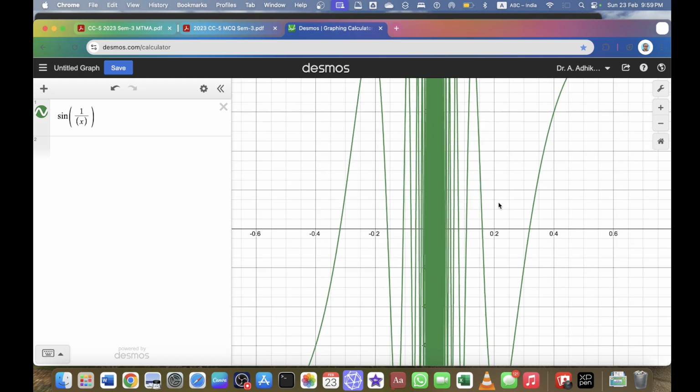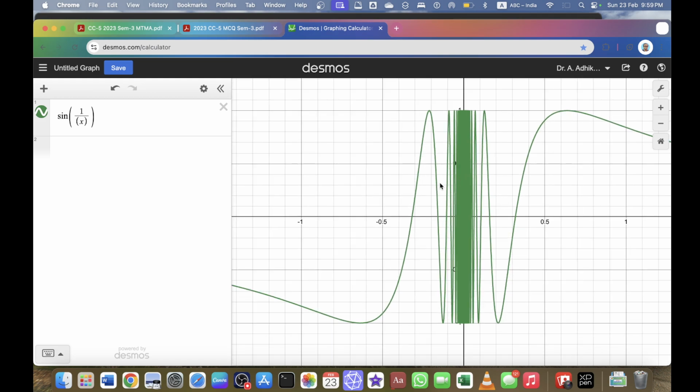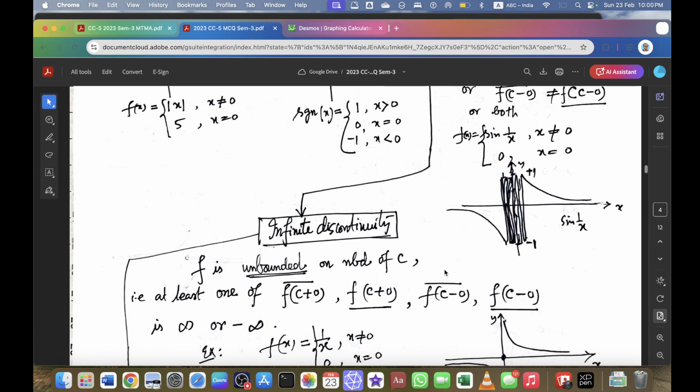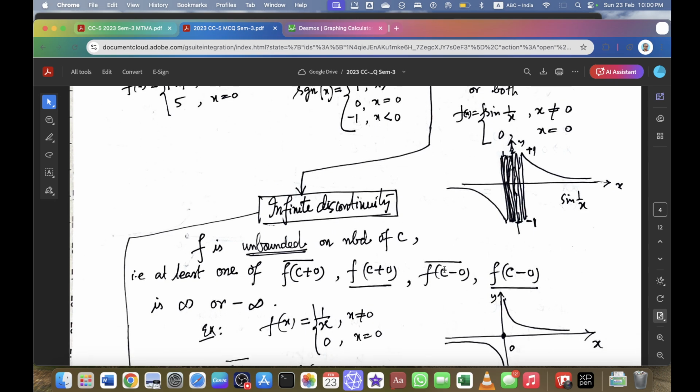So this is the graph of sine 1 by x. This is the function sine 1 by x, a bounded function, but the left hand limit and right hand limit do not exist at the point x equal to 0. This type of discontinuity is called oscillatory discontinuity, the second type of discontinuity.